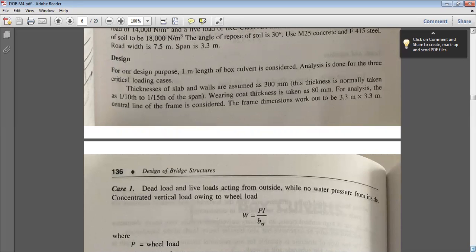Bearing coat thickness is assumed as 80 mm on the top slab of the box culvert. For analysis, the central line of the frame is considered. So 3 meter by 3 meter is the dimension of the inside vent. The frame dimension will work out to be 3.3 by 3.3 from center to center. Now RCC slab thickness and wall thickness of box culvert has worked out to be 300 mm. So it will be 3.3 meter by 3.3 meter.